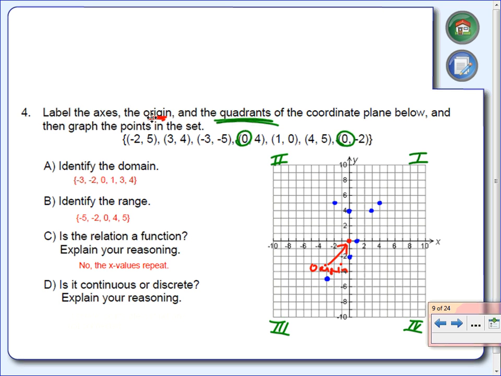And the last question we have here, is this continuous or discrete? And why would we call this one discrete? Points can't connect. That's right, because these points are not connected. It is discrete, and we know it's discrete because the points are not connected.